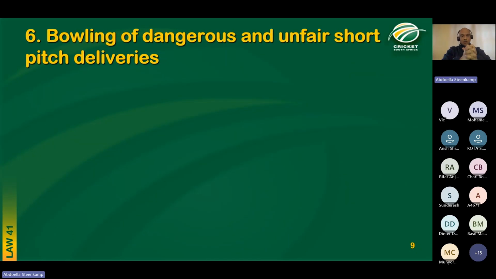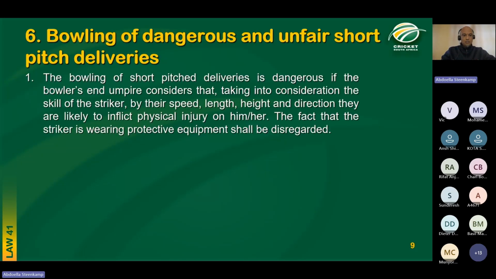Next subsection under Law 41 is the bowling of dangerous and unfair short pitch deliveries. Again, I want to highlight, we're covering what the laws of cricket say, how to deal with this. I know there are playing conditions that do differ, and if the playing conditions do differ, we will apply the playing conditions for whatever competition we're playing in. So, what does the law say?